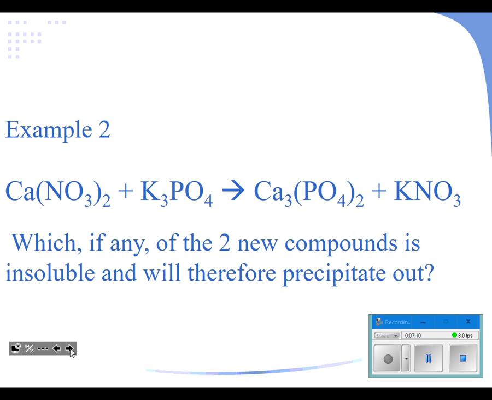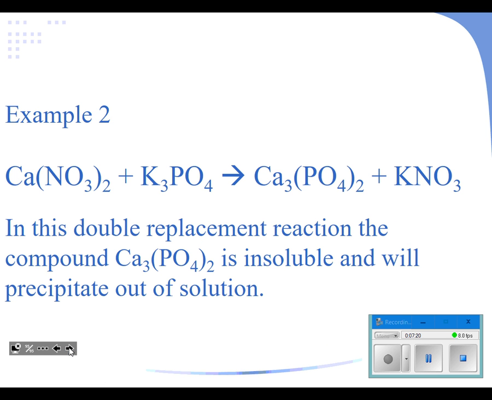Okay, if we do another one, we could look up the calcium phosphate and the potassium nitrate. Again, potassium nitrate is aqueous, but when we look up calcium phosphate, it is insoluble, so it would be a precipitate. All right, this concludes part 5 of Unit 11 and concludes the Unit 11 notes.